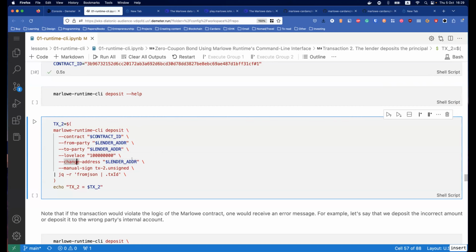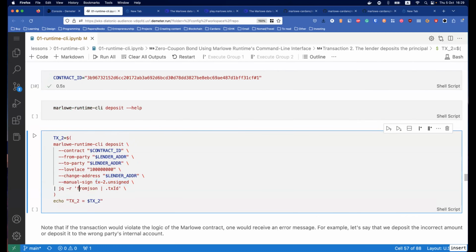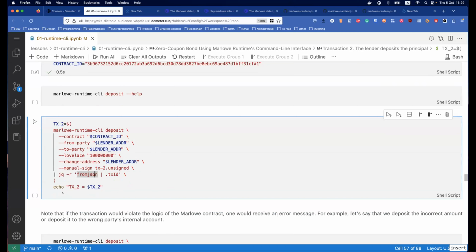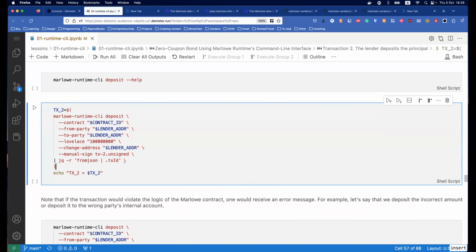Right. So that looks right. I don't think I have the transaction, but it's fine. Right? Yeah. That's fine. Okay, so that will theoretically generate the transaction.